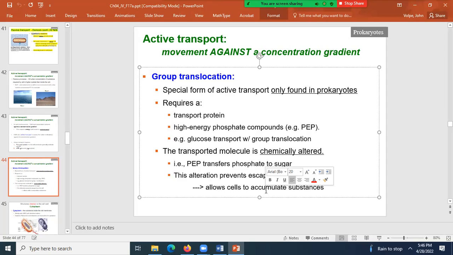So remember, group translocation is very similar to active transport. The main difference is that it's only found in prokaryotes, and it alters the molecule when it moves into the cell. Any question about that?